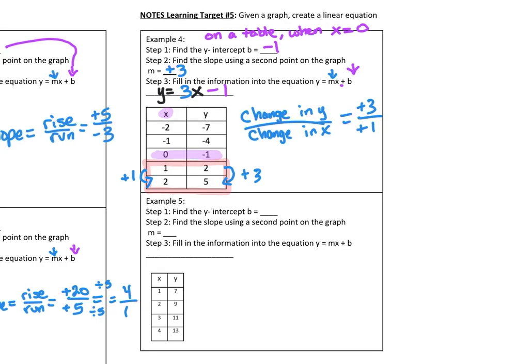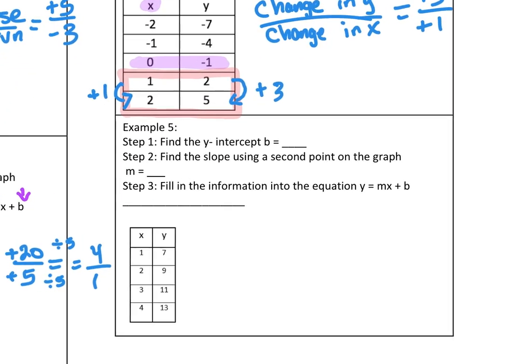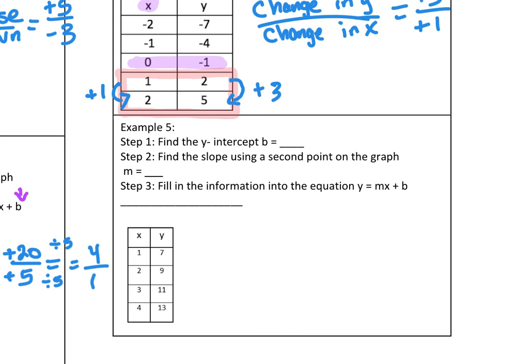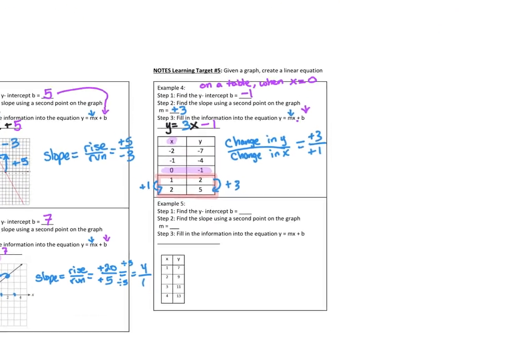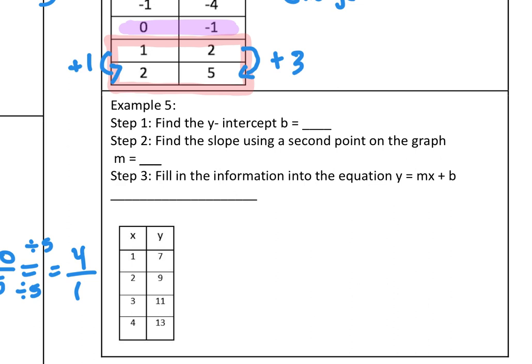All right, example 5. This one's a little tricky. You know, I always like to throw in a trick or two. So we're going to go in reverse order. We're going to start with the slope here. Because remember I told you our y-intercept is when our x equals how much? Let's go back up. Yes, when our x equals 0. So this part. Okay. Now, do we have a 0 on our table? No, we don't.